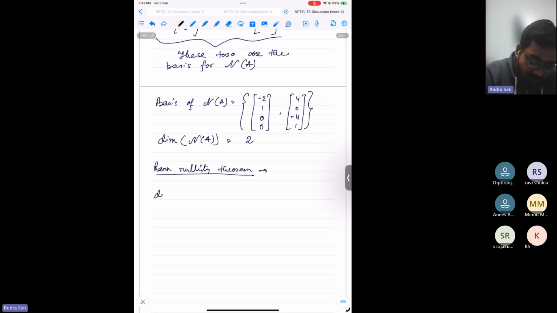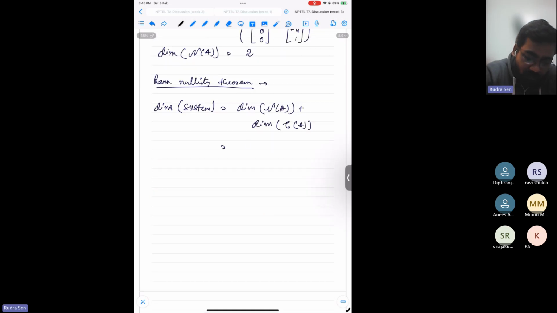It says the dimension of the system is equal to the dimension of the null space of A plus the dimension of the column space of A, right? So that means 2 plus 2, so here basically 4. The dimension of the system is how many variables there are. That basically decides the dimension of the system.